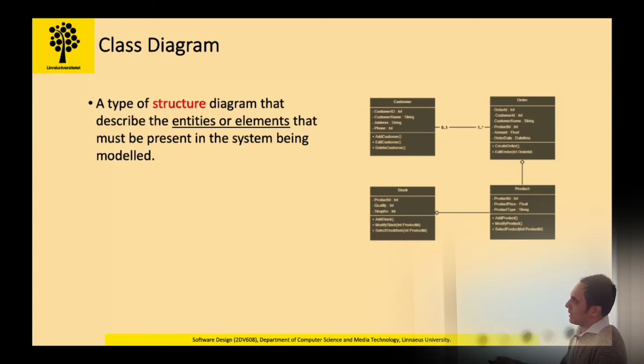For example, here customer is one of the data types, then order, stock, and product. So we can also see that one customer might have multiple orders, and an order basically involves many products, and also products need some stock. So these are the relationships that we can also find through the class diagram.